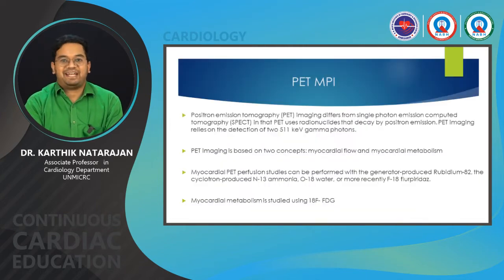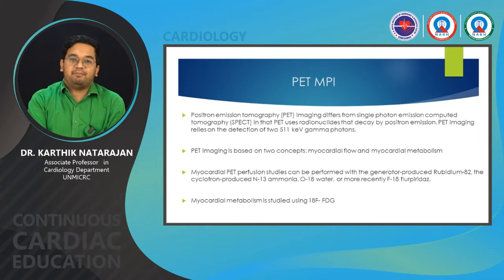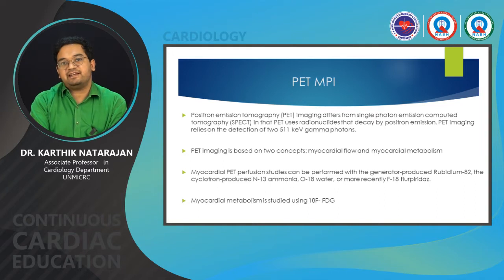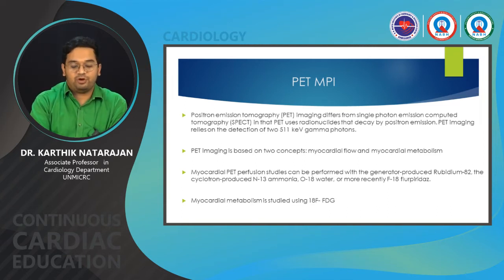We move on to PET MPI. Now the main difference between SPECT and PET is that PET uses a positron. It relies on detection of 2 high energy gamma photons, and the other basic difference is that it is able to quantify myocardial flow and give us an idea of myocardial metabolism by using a metabolic tracer like 18-FDG. The myocardial perfusion studies can be performed with generator produced rubidium or cyclotron produced ammonia, and the myocardial metabolism is studied using 18-fluorodeoxyglucose.